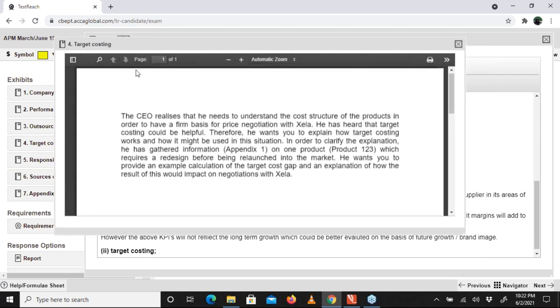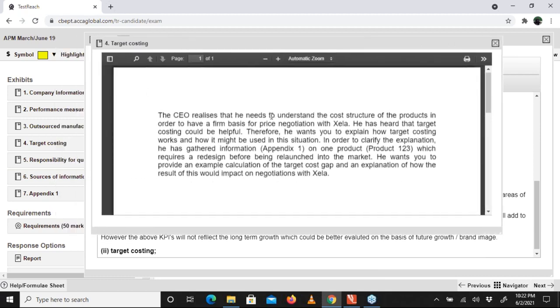The CEO realizes that he needs to understand the cost structure of the products in order to have a firm basis for price negotiations with Zella. So he said, "Tell me the cost first. Then I'm going to negotiate." He has heard that target costing could be helpful. Therefore, he wants you to explain how target costing works.